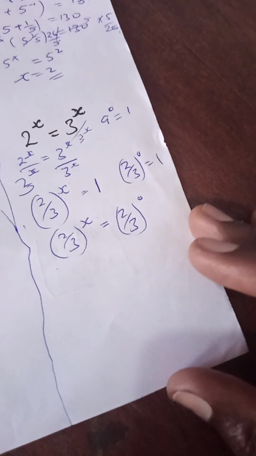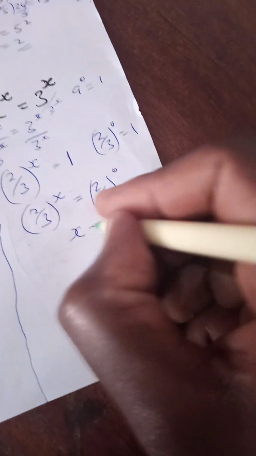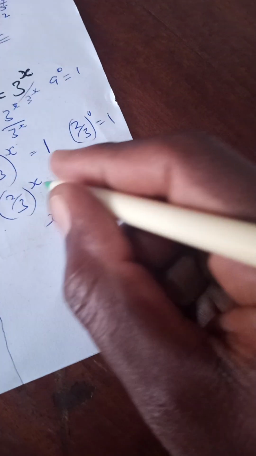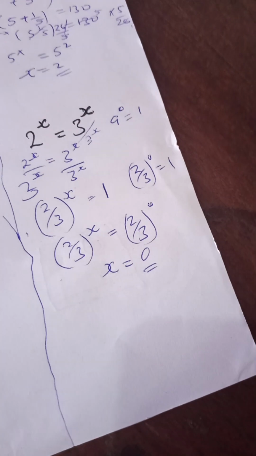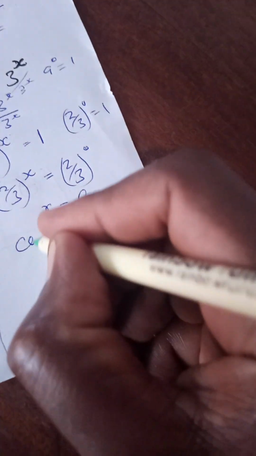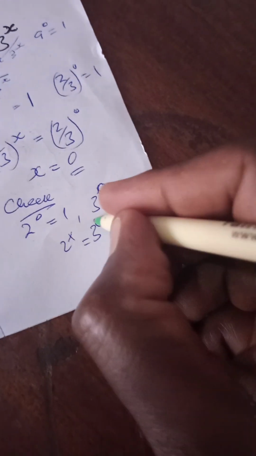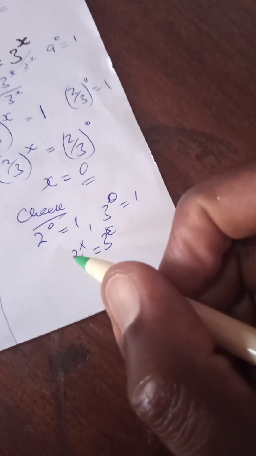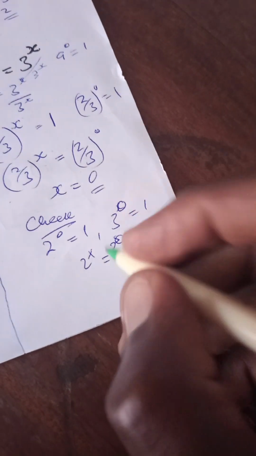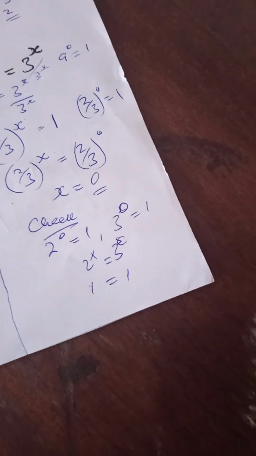Since the bases are the same, what do you do? You just equate the exponents. The exponents are x and 0. So x is equal to 0. If you decide to check this one, you get 2 raised power 0 is equal to 1. What about the other side? 3 raised power 0 is equal to 1. So 2 raised power x is equal to 3 raised power x. It is only this way. Any number raised power 0 is 1. So 1 is equal to 1. So it is satisfied. So x is equal to 0.